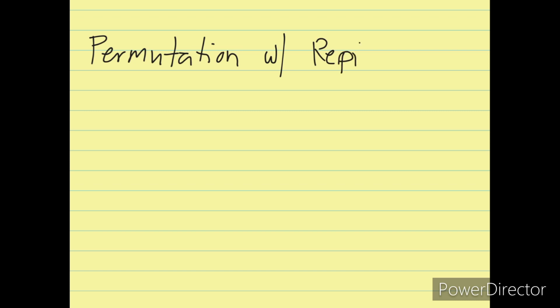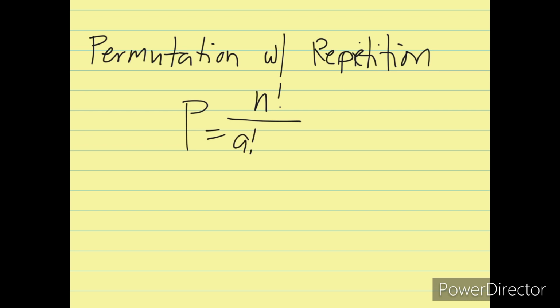Permutation with repetition. Okay, so we're going to talk now about permutation with repetition. The number of permutations of n things where a things are alike, b things are alike, c things are alike, and so forth is n factorial all over a factorial, b factorial, c factorial, and so on.